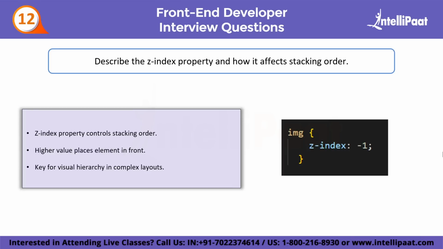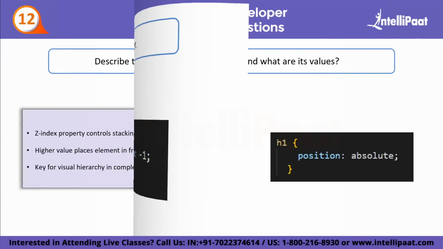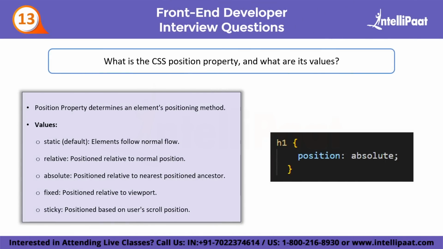By default, all elements have a z-index of auto, meaning they follow the order in which they appear in the HTML, and their stacking order is determined by their position in the document. Understanding the z-index property will allow you to control the visual hierarchy of elements on your web page, ensuring that specific elements are displayed above or below the others, creating the desired visual layout. Now the next question on our list is, what is the CSS position property and what are its values?